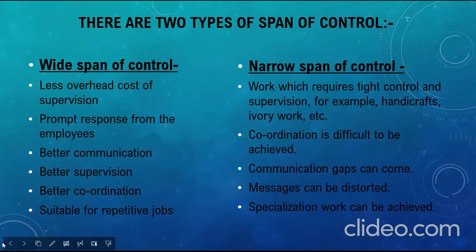Whereas in narrow span of control, it is a very tight control, specifically for examples like handicraft or ivory work that has to be done. It requires thorough supervision so that the products are effective and of good quality. Coordination is a little difficult to be achieved. Communication gaps can be generated because of the tight control. Message can be distorted or misunderstood. However, specialization work can certainly be achieved with this because it is a narrow span of control, very few people being paid attention to.